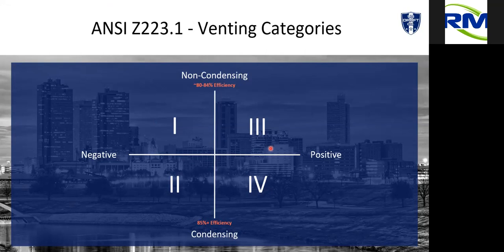And then the other factor is whether the venting system is condensing or non-condensing. Now notice I didn't say the appliance. There are many appliances out there that are non-condensing boilers. The first one that comes to mind is the Futura 2 from RBI.